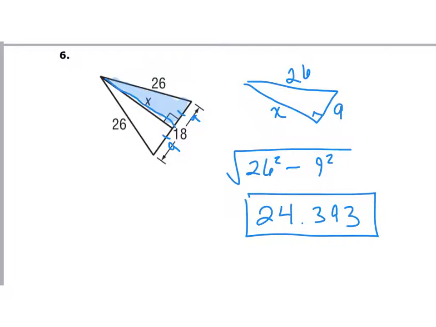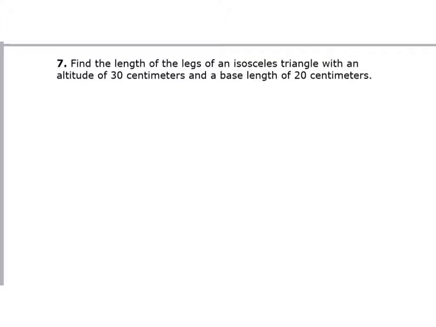Okay. Now I have an application problem, just a fancy word for word problem. The length of the legs of an isosceles triangle with an altitude of 30 centimeters and a base of 20 centimeters. So I want to find the legs this time. Last time I was trying to find the altitude. What's the first thing I should do? Draw a picture. Draw a picture of what kind of triangle? Isosceles. So that means two sides are the same. I could even draw congruent base angles if I wanted, just because I know that happens in an isosceles triangle. Find the length of the legs.